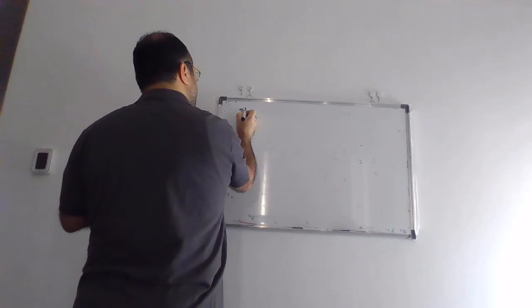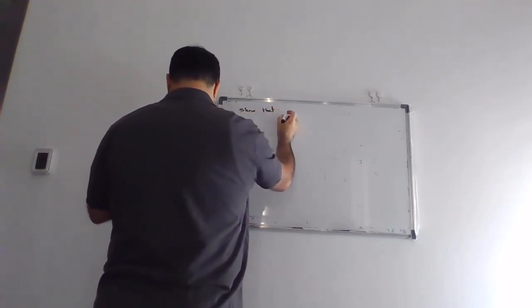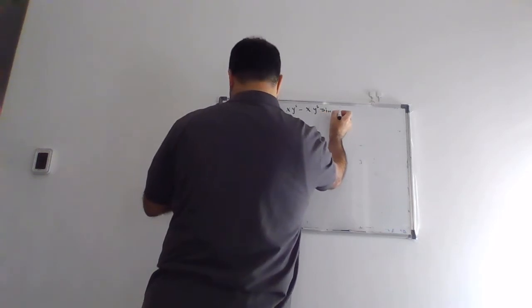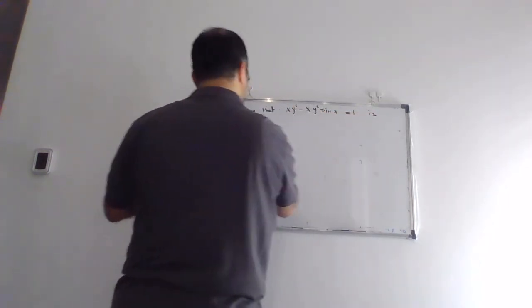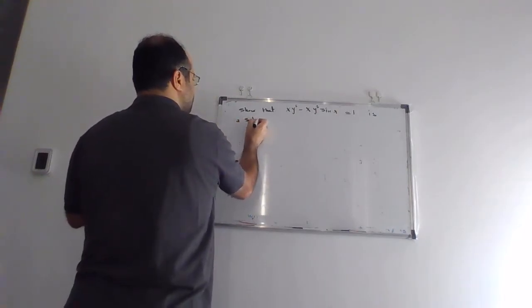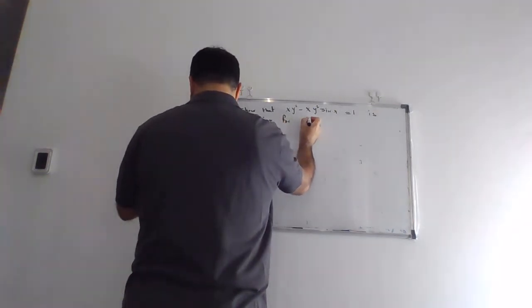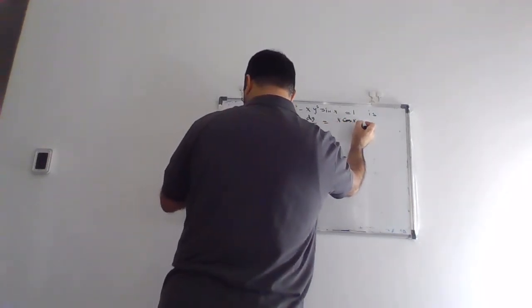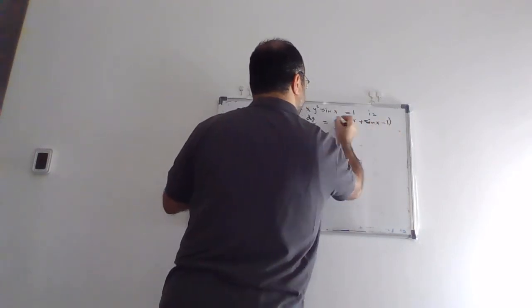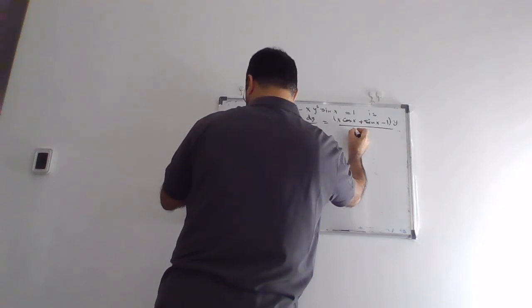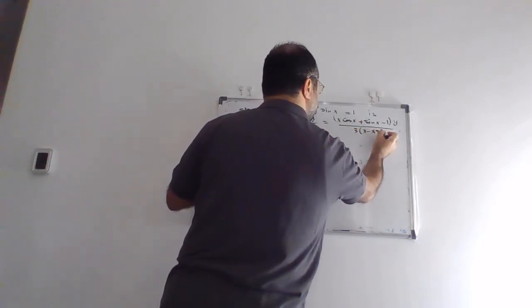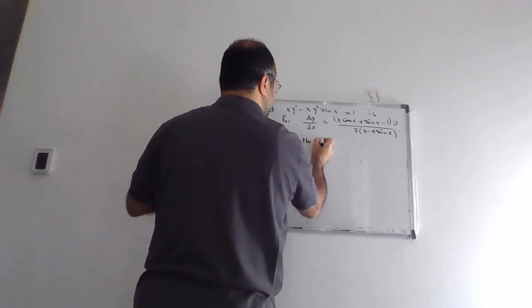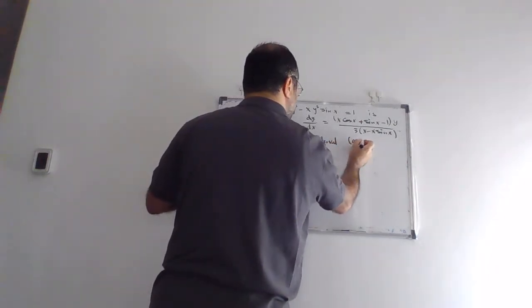It was saying show that xy cube minus xy cube sine x equal 1 is a solution for the differential equation. And if you remember, dy over dx equals, maybe I forgot to write that there is a condition here, cosine x plus sine x minus 1 times y, over 3 and x minus x sine x. And it says on the interval 0 to pi over 2.